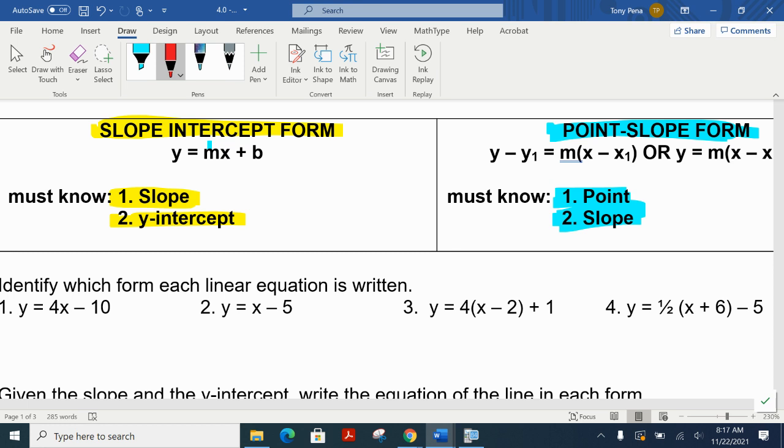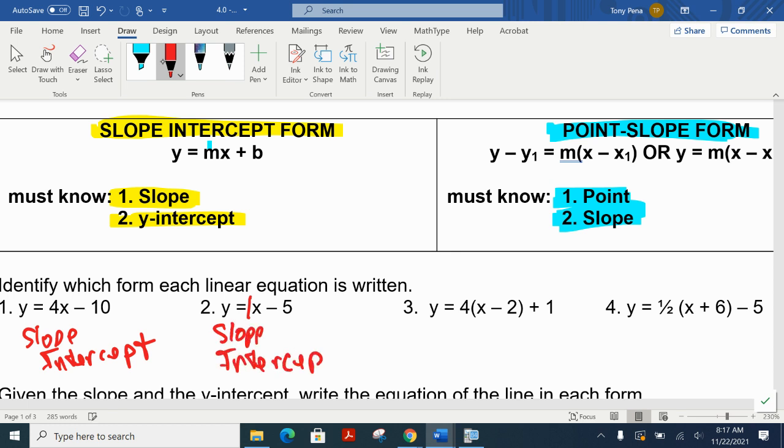All right, Julia, number 1. Which one is that in? Good. This is classic y equals mx plus b here. So this is slope-intercept form. All right, Ben, number 2, what do you got? Good. Y, and then we have an mx plus b. So that's definitely slope-intercept form.